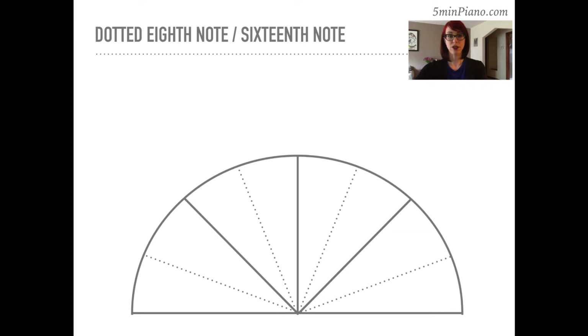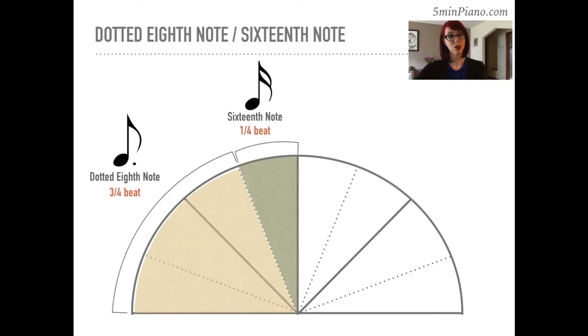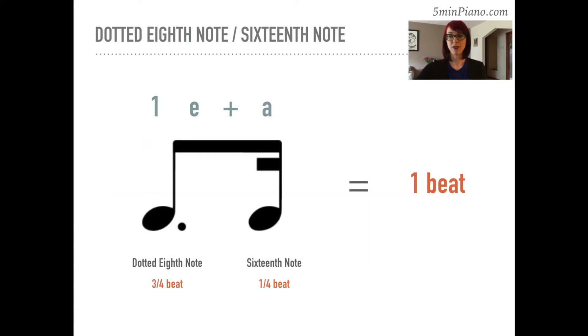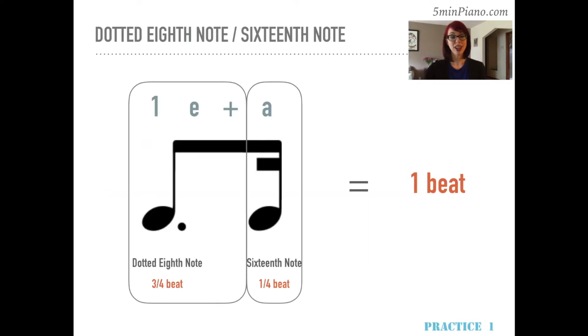The dotted eighth note gets 3/4 of the beat, and the 16th note will take up the remaining quarter of the beat. This would be counted 1 E and a, 2 E and a. And here's what it looks like beamed together. At this time, you may complete practice exercise number 1.